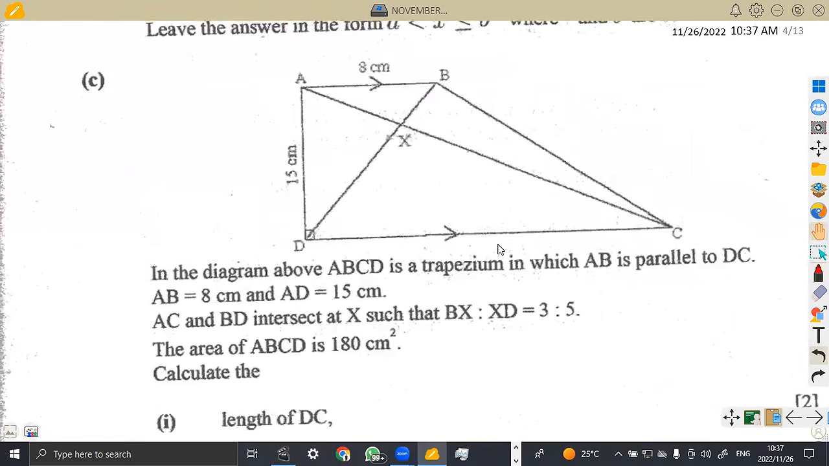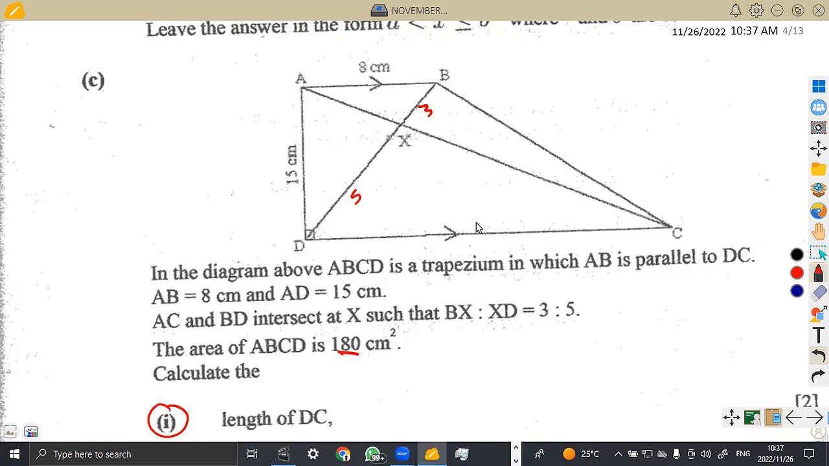Okay, the C part, we are given a trapezium ABCD, where AB is parallel to DC, and we've got 8 centimeters and 15 centimeters. AC and BD intersect at X such that BX to XD is 3 to 5. That means BD is 8 parts. The area of ABCD is 180 square centimeters. Calculate the length of DC.